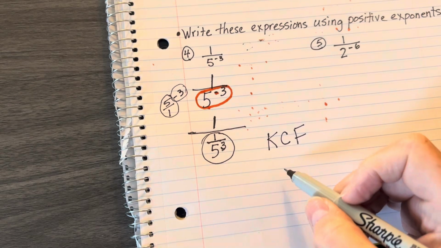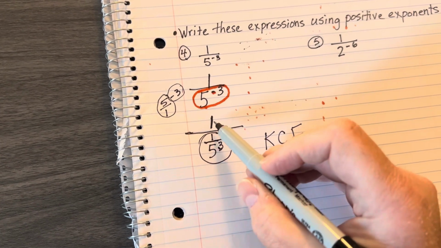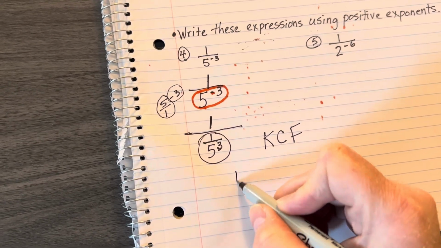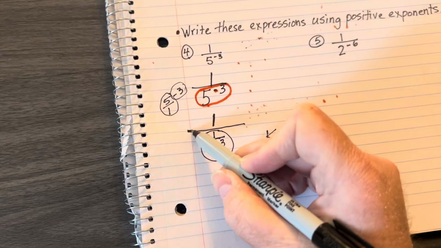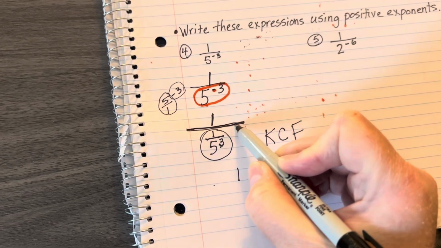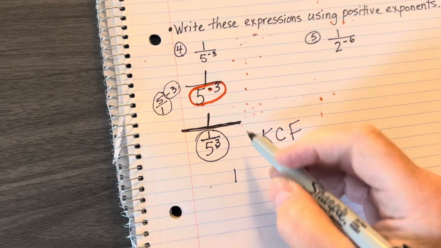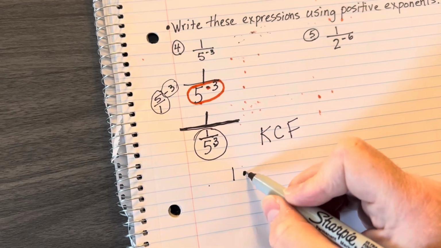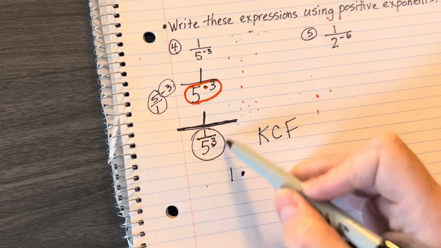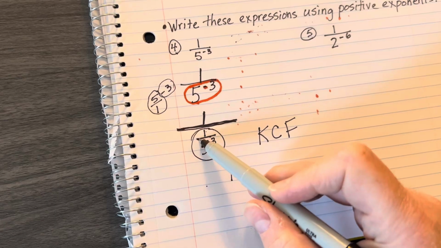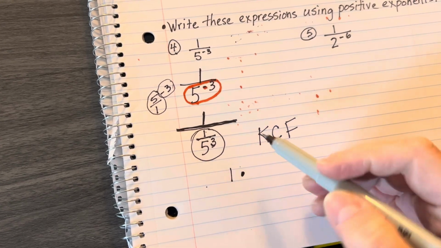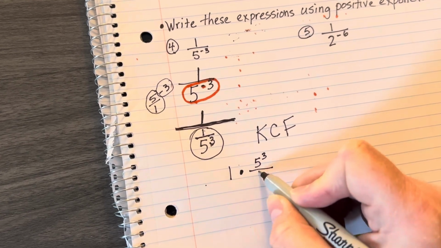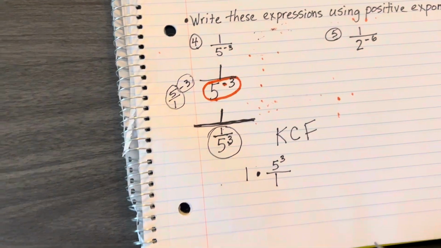What you do with keep, change, flip is you keep the 1 in the numerator. That's what you keep. You're going to change your operation. Right now we're doing division. What's the inverse or the opposite? Multiplication. So it becomes 1 times. And then we're going to flip the denominator. Right now the denominator is 1 over 5 to the 3rd power. We need to flip it. So now it's going to be 5 to the 3rd power over 1. And that's what we're left with.